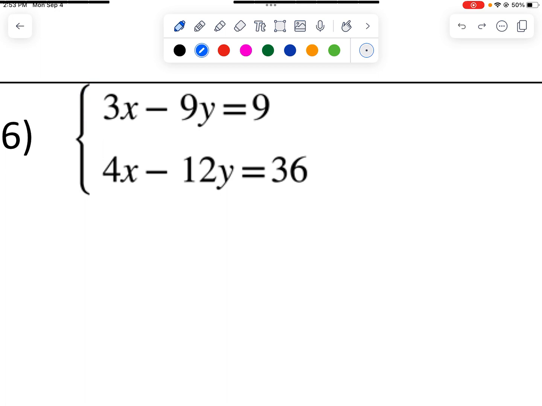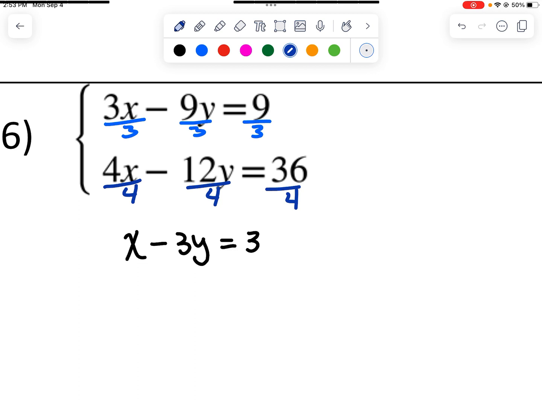I notice the first equation are all multiples of the number 3. So I'm going to go divided by 3, divided by 3, divided by 3. That's going to give me x minus 3y is equal to 3. And I notice the second equation, those are all multiples of 4. So I'm going to go divided by 4, divided by 4, divided by 4. And that's going to give me x minus 3y is equal to 9.